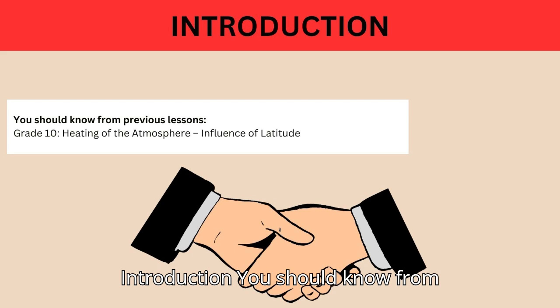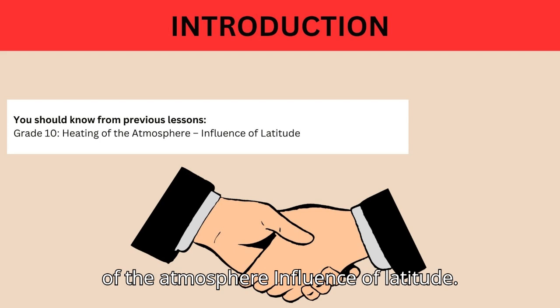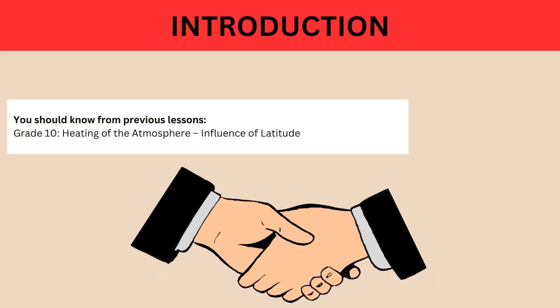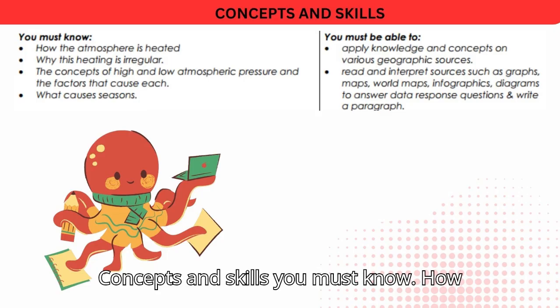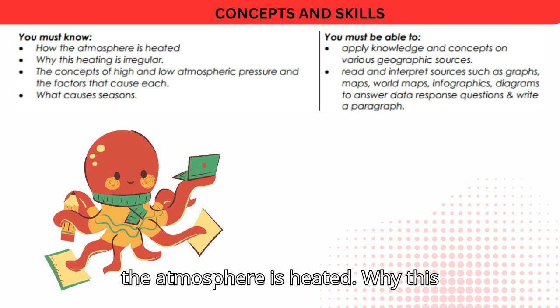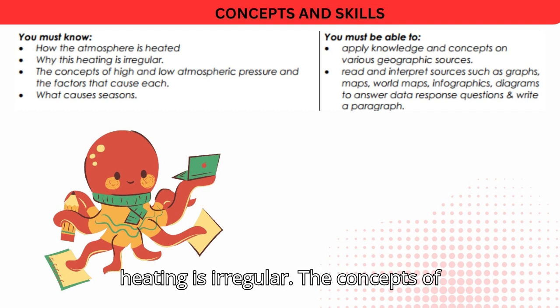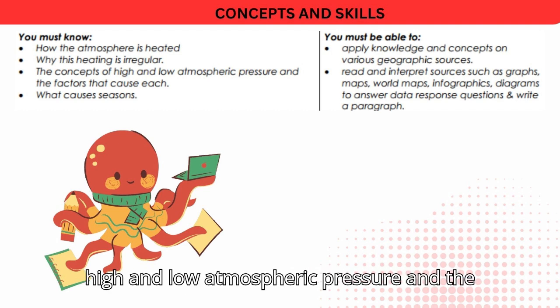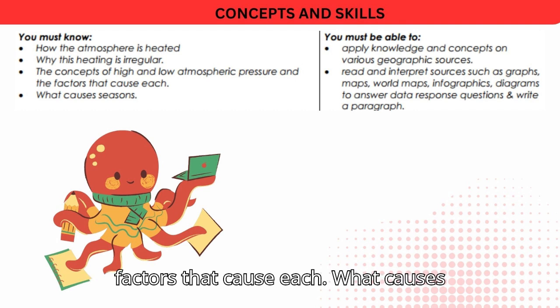Introduction. You should know from previous lessons, Grade 10, Heating of the Atmosphere, Influence of Latitude. Concepts and skills you must know: how the atmosphere is heated, why this heating is irregular, the concepts of high and low atmospheric pressure and the factors that cause each.